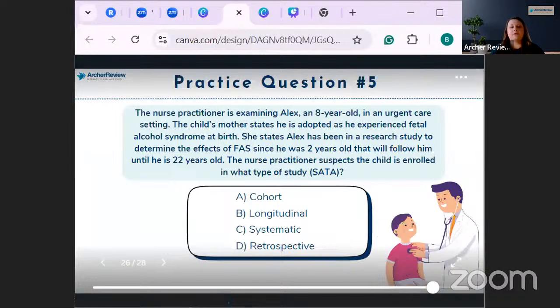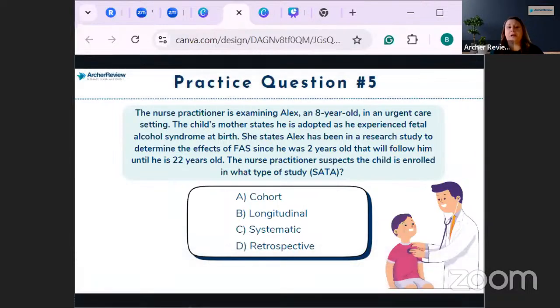All right, so here's another question for you. The nurse practitioner is examining Alex, an 8-year-old in an urgent care setting. This child's mother states that he is adopted and he experienced fetal alcohol syndrome at birth. She states Alex has been in a research study to determine the effects of fetal alcohol syndrome since he was 2 years old that will follow him until he is 22 years old. The nurse practitioner suspects this child is enrolled in what type of study?